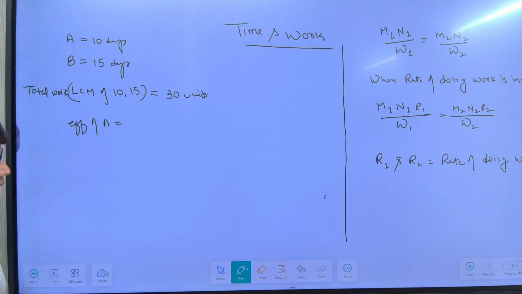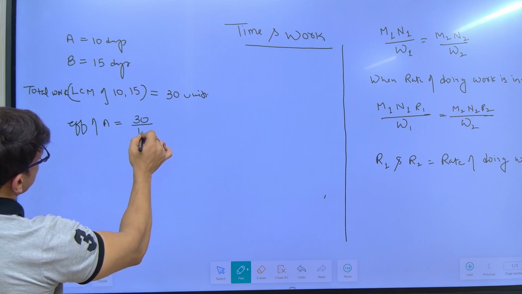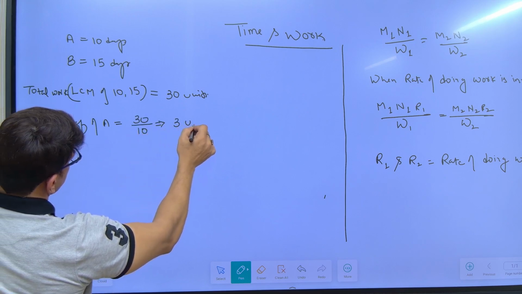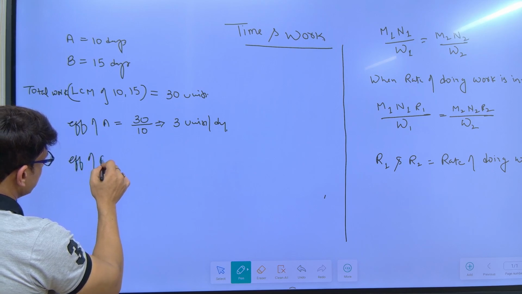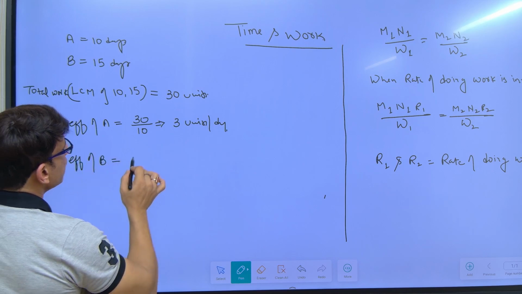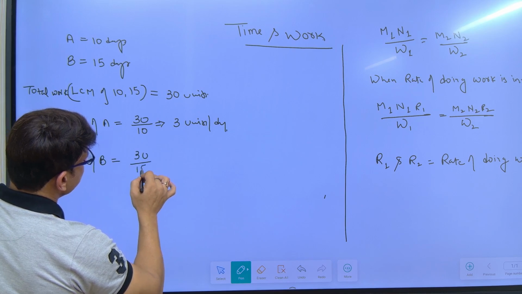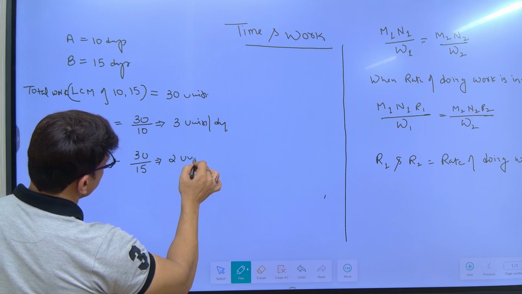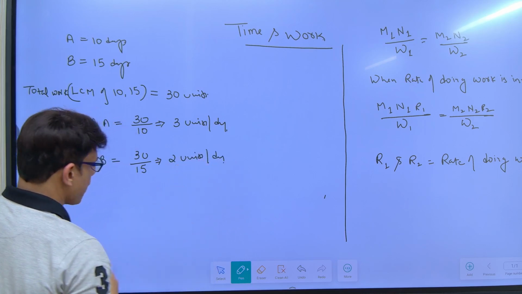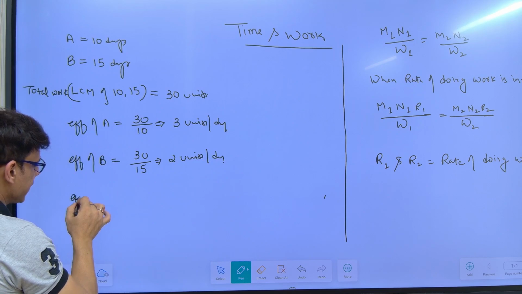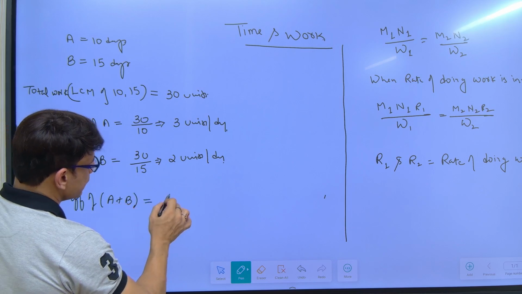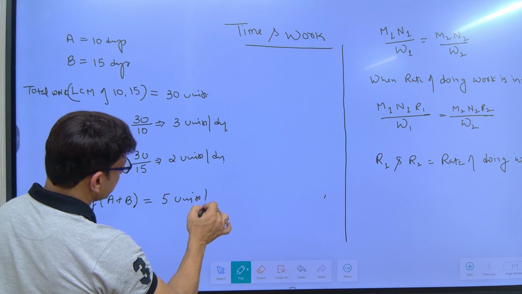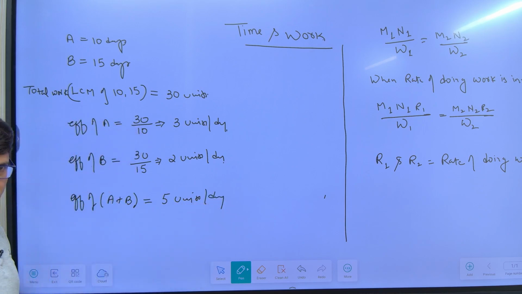The next step: you find the efficiency of A. How do you find the efficiency of one particular individual? Total work upon total time, which is 3 units per day. And then you find the efficiency of B. Total work, which is 30, which B finishes in 15 days, which is 2 units per day. So what is the combined efficiency of A plus B? 5 units per day.